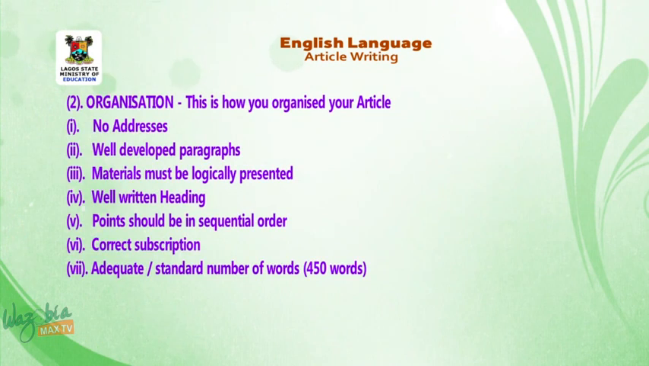Now, organization, this is also 10 marks. Because this is an article, therefore it is not a letter, so there must be no address or addresses. If you include an address here, your mark will go down. Actually, under organization, you will be marked out of 6 in this place, and you will not get more than 6 marks. Your paragraphs must be well developed. Your materials must be logically presented. Your heading must be well written. You must have correct subscription, like I have explained earlier. And then you must make sure you write an adequate or standard number of words, which is 450 words.